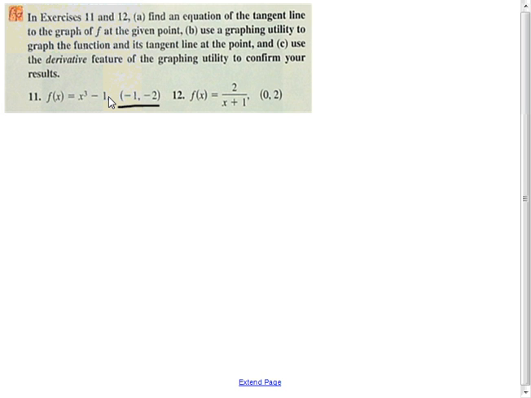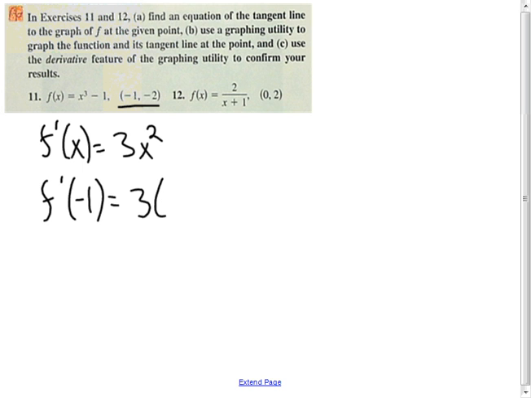That's what the derivative tells us. Let's take the derivative of this function. f prime of x is equal to 3x squared. We know that's an easy derivative to take. So I want to know what is the slope of the tangent at (-1, -2). So I'm just going to plug in that x value and find f prime of -1. Well, that'd be 3 times (-1) squared. And of course, (-1) squared is +1, and 3 times 1 is 3.